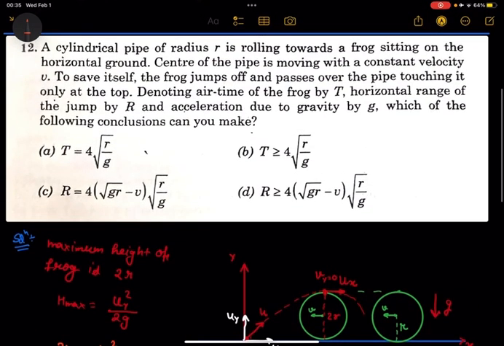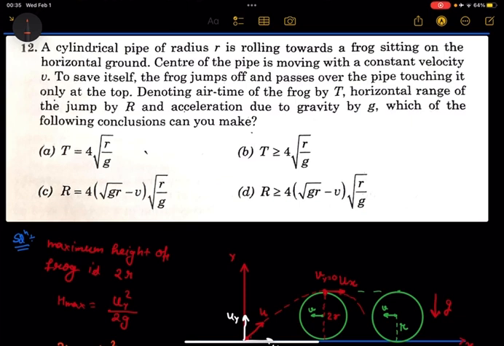So we can say that there is no condition that the time taken is greater than or equal to 4 under root r by g, because we are going with the safe jumping. Safe jumping means this frog does not collide with the cylinder.